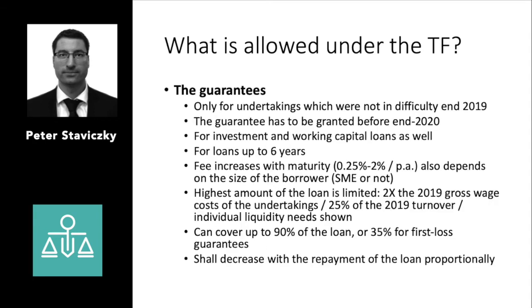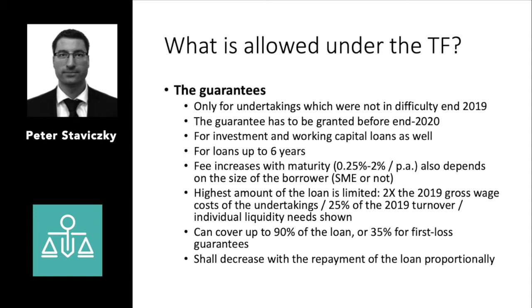Next slide, please. What about guarantees? The same applies. It has to be granted via a scheme and not for unhealthy firms. It can be granted for loans up to 6 years with a very low guarantee fee from 0.25 to 2% per year, which varies depending on the maturity of the loan and the size of the undertaking. And the highest amount of the loan is limited, either related to last year's gross wage cost of the undertaking or its turnover, or to the individual liquidity needs, which are separately shown. It's very important to note that these guarantees can cover up to 90% of the loan. Usually the highest percentage allowed under state aid rules is 80%.